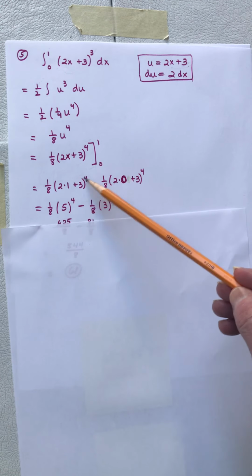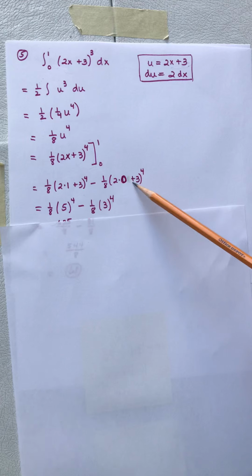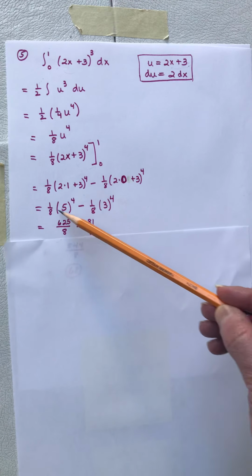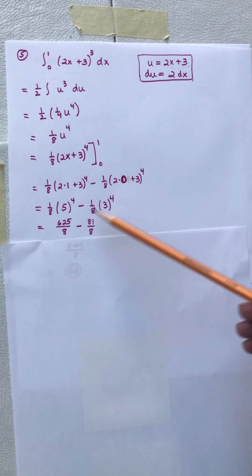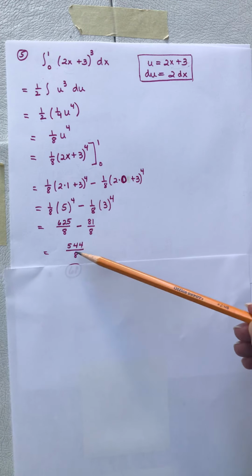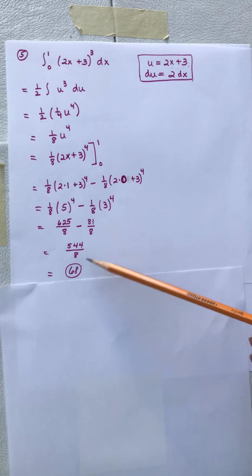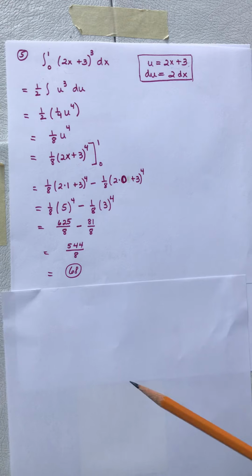So this gives me 5 to the fourth. This gives me 3 to the fourth. And I end up with 625 eighths minus 81 eighths, which gives me 544 eighths, or 68 square units.